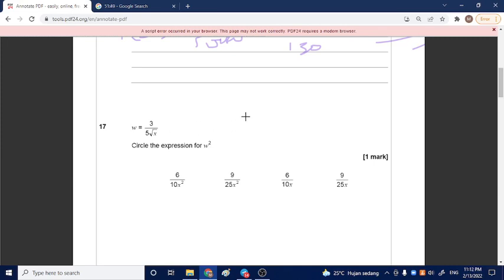Squaring this. This is simple. Just remember to square everything. Square the 3, square the 5, square the square root of x, that would be x.